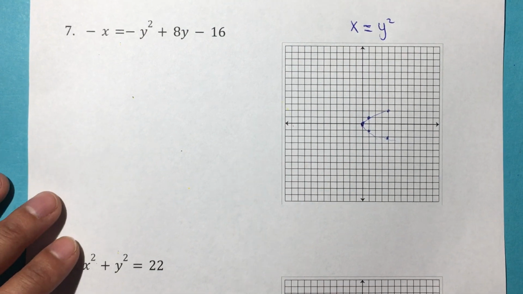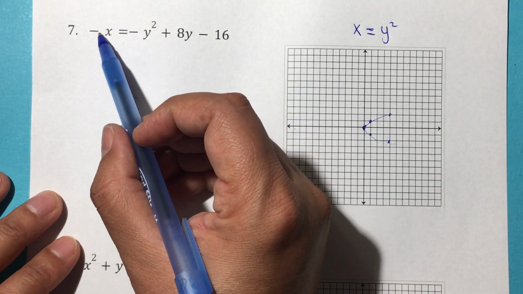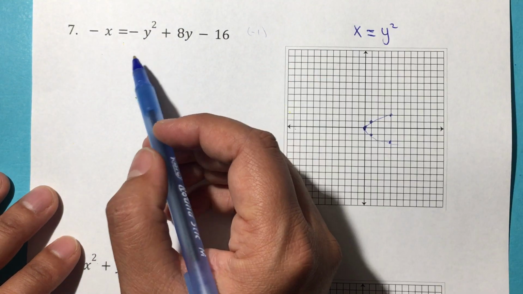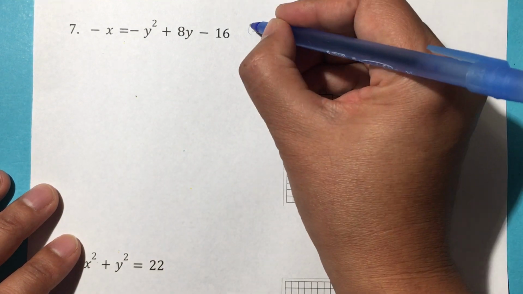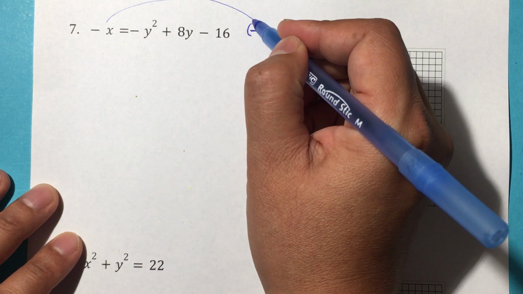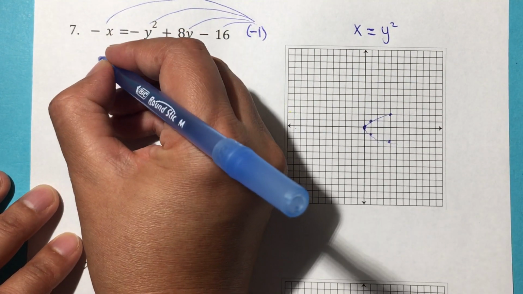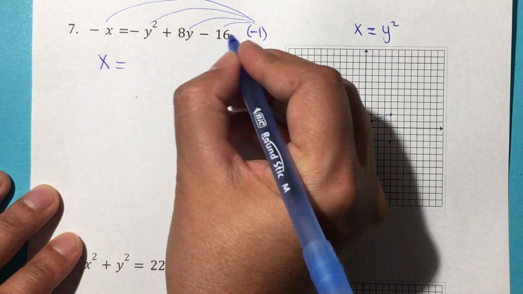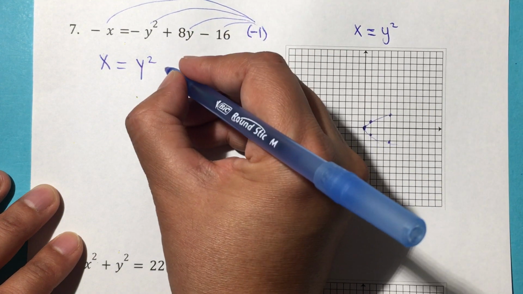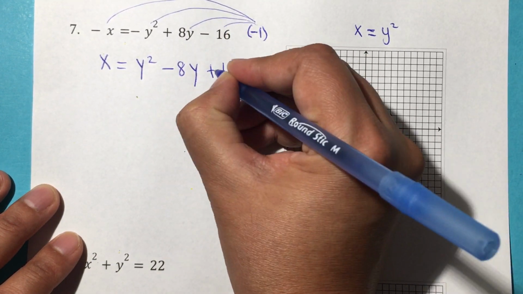And now let's start working with this equation. So the easier way to do it is to just change all the signs for them. It's like multiplying by negative 1, and that will just get my x to be positive. Okay, so negative 1 times every single term. You have to multiply every single term. So negative times negative becomes positive x. Negative times negative is positive y squared. Negative times positive becomes negative 8y. And negative times negative becomes positive 16.